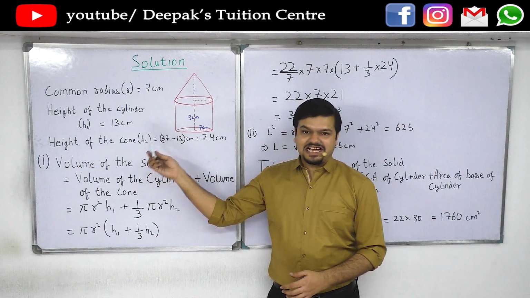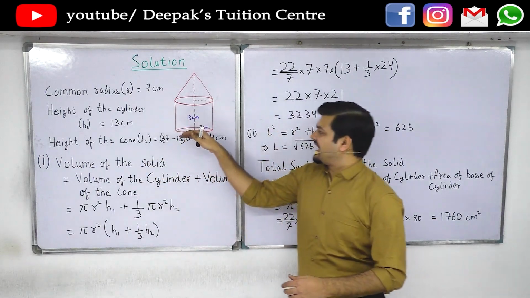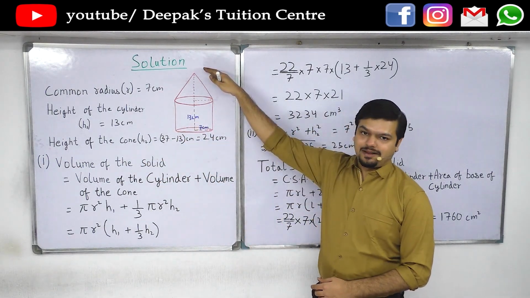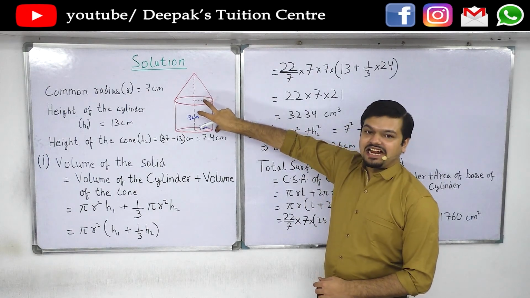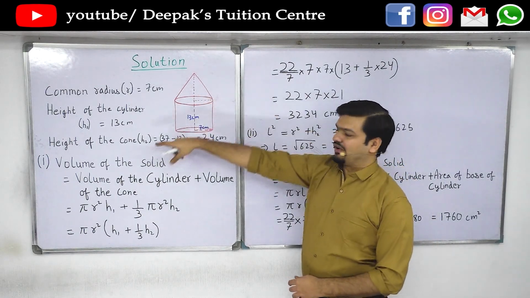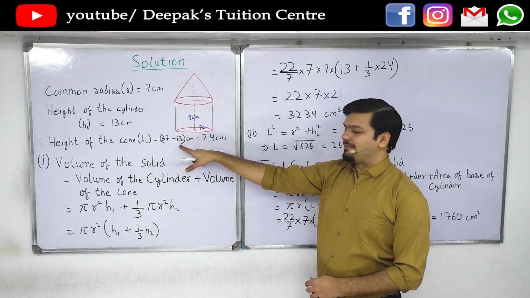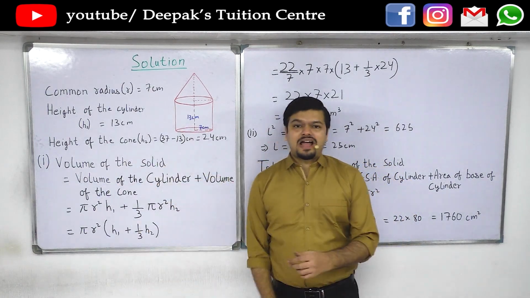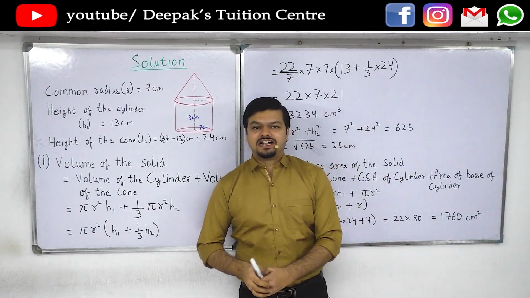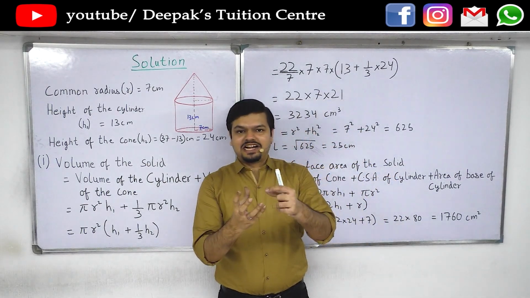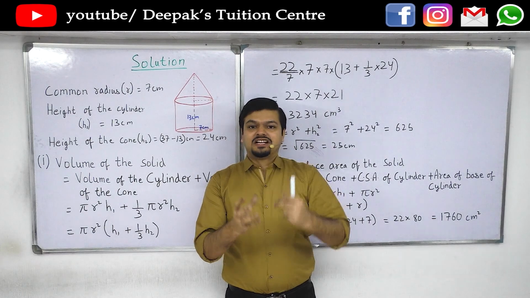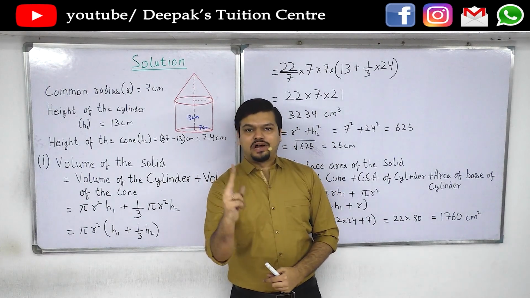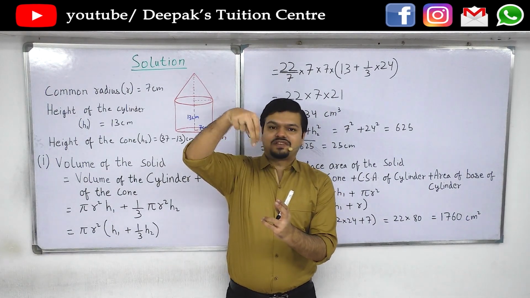Height of the cone, that is H2, is, since the total height is given as 37 centimeter and the height of the cylinder is 13 centimeter, so therefore height of the cone will be 37 minus 13, that is 24 centimeter. So now I have to calculate the volume of the solid. Now the solid is composed of a cylinder and a cone on top of it. So therefore volume of the solid will be volume of the cylinder plus volume of the cone.